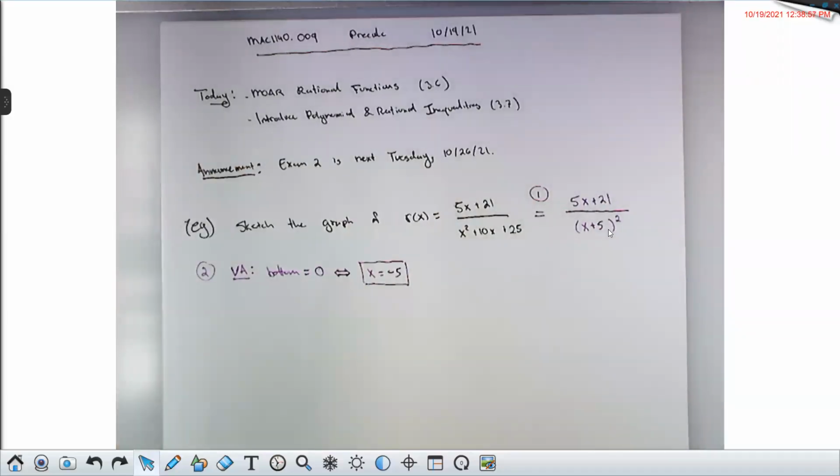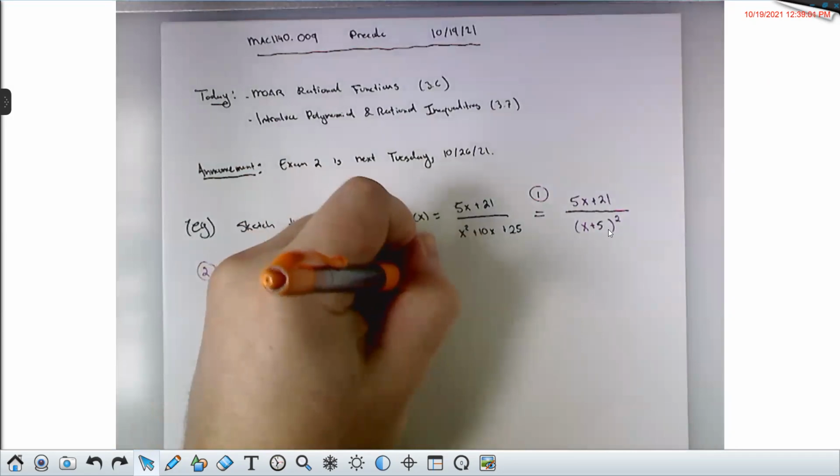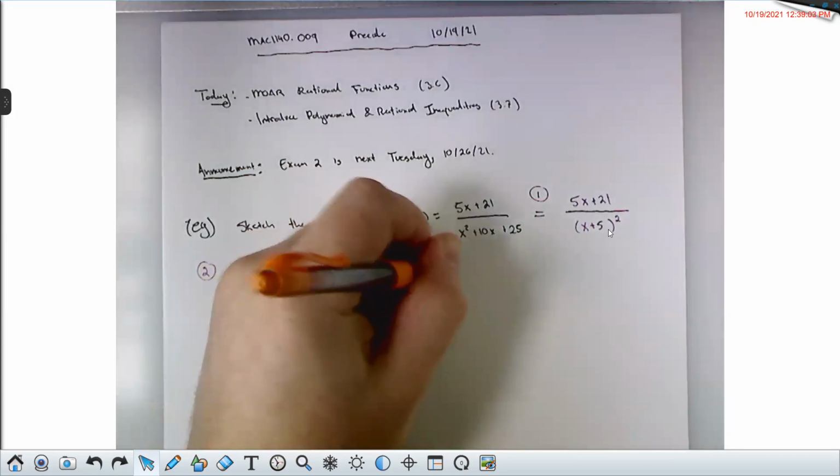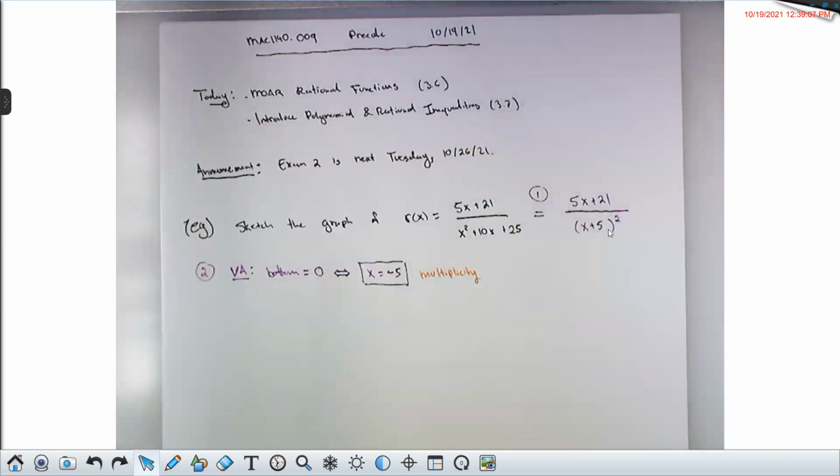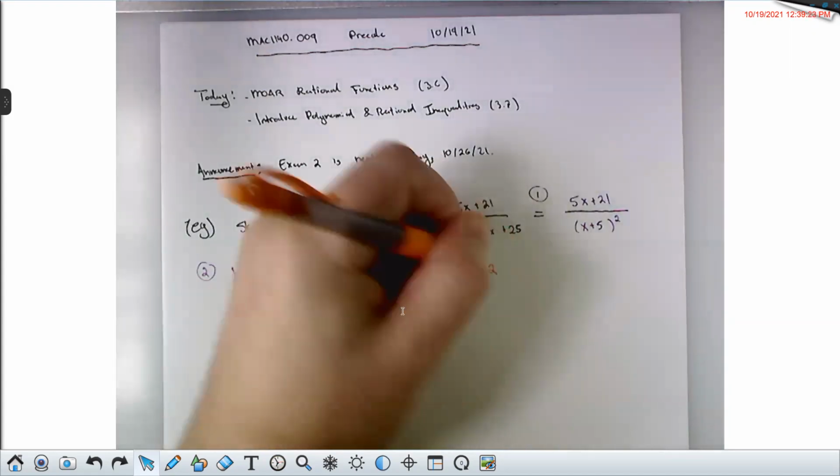And remember, when we find x-intercepts and vertical asymptotes, we want to note the multiplicity. What is the multiplicity of the factor downstairs that gives me that vertical asymptote? 2. Yeah, it's 2, right? Because this is x plus 5 all squared. Very good. Multiplicity here is 2. That's going to be important.